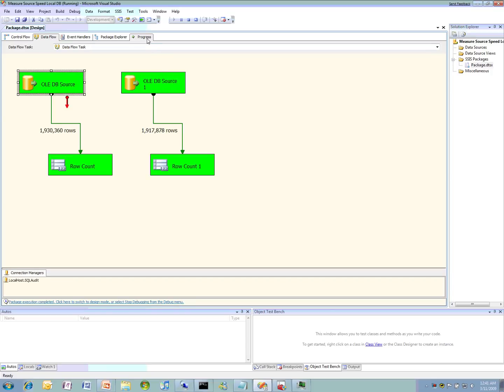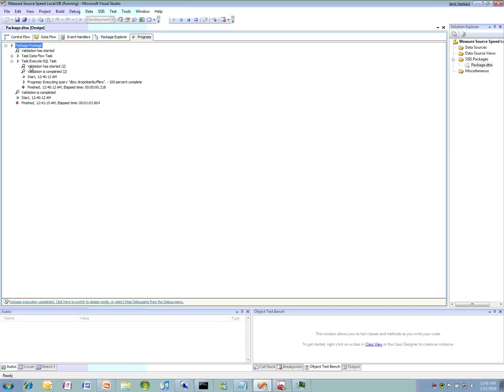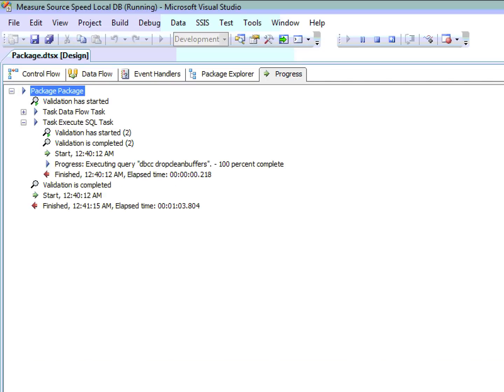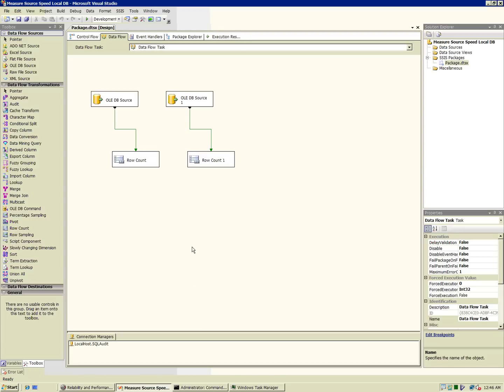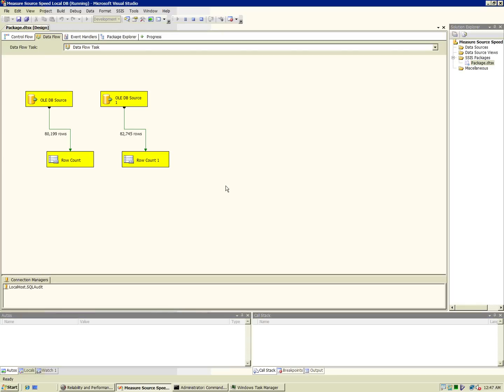Perfect. Okay, now if we look at the progress, minimize it, zoom in, you notice that it took 1 minute and 3 seconds for it to finish doing the row count of these two tables, well, these two partitions of a SQL table. Okay, well, that's good. But if I go to a different source system, which is much faster, you'll notice that it has the exact same package, and I run the package again. So in this case, I'll run it now.